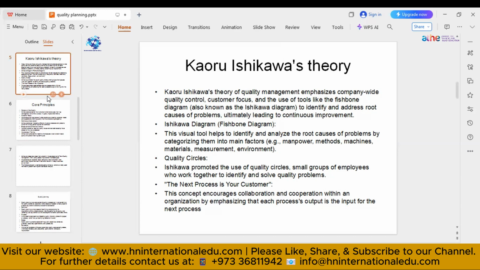The next process is your customer. The concept encourages collaboration and cooperation within an organization by emphasizing that each process output is the input for the next process. Definitely, if your product is of good quality, it will be accepted by the customer. Customers will like it. So your customers will be satisfied. So definitely it will be an accepted product leading to ultimate customer satisfaction.